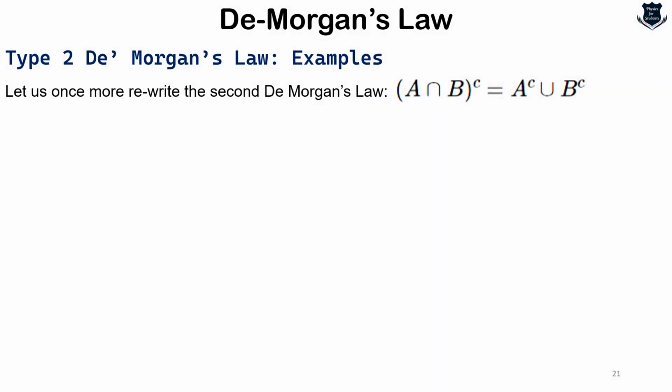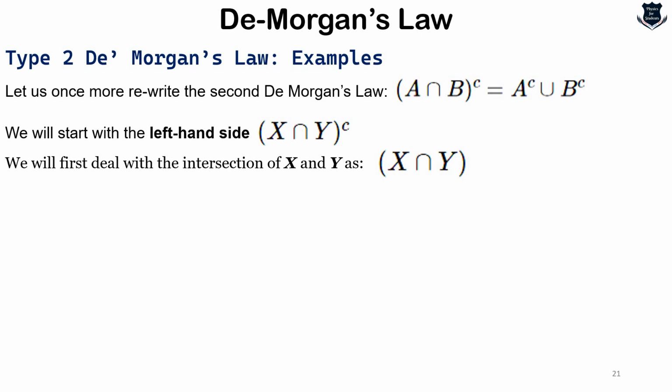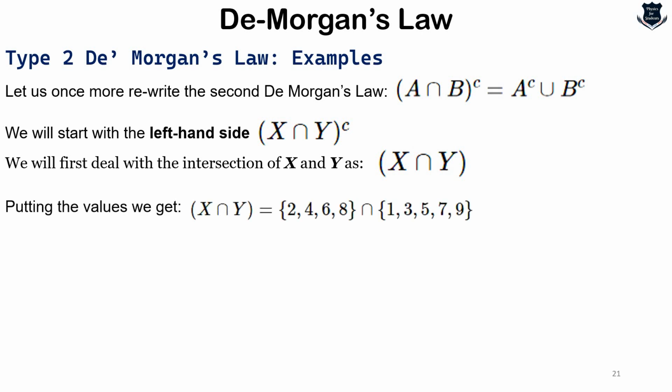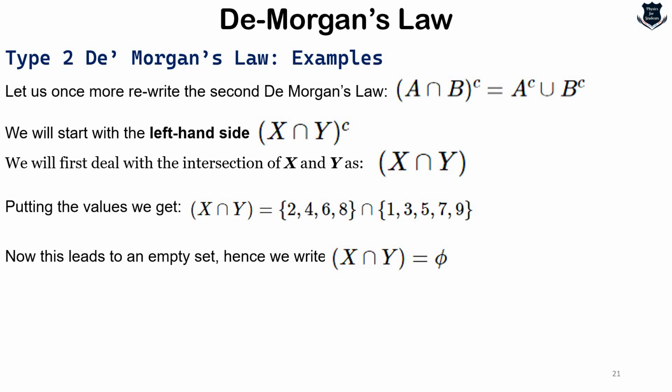Now once we move ahead to De Morgan's second law, we will use the same approach. We will start with the left hand side. We started first with the right hand side, now we are doing the left hand side. So we will deal with the intersection, and we will take the values and put them in. Now here is a note that X intersection Y will become an empty set, right? That is phi.